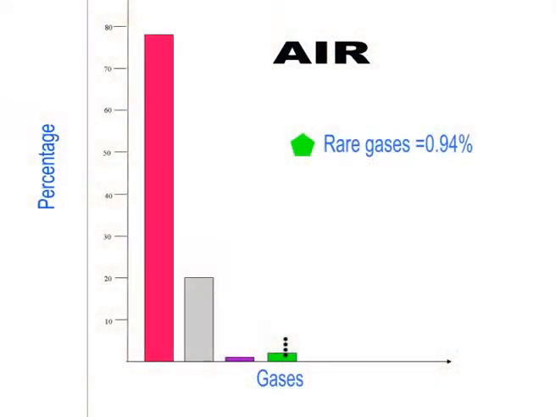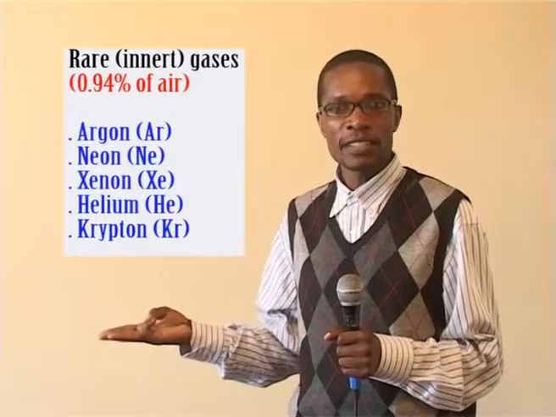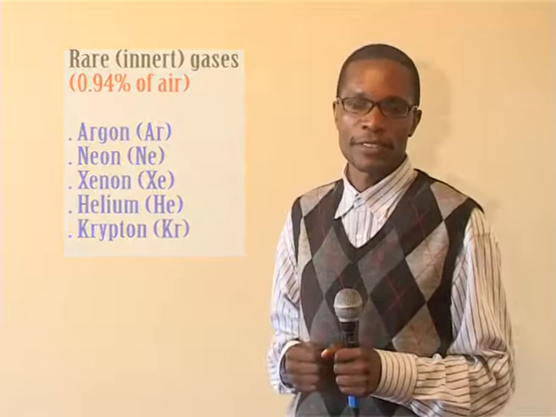Rare gases are also referred to as inert or noble gases. They constitute 0.94% of the total air contained in the atmosphere. Examples of rare gases are argon, neon, xenon, helium, and krypton.